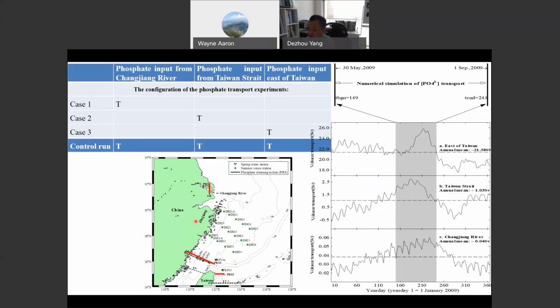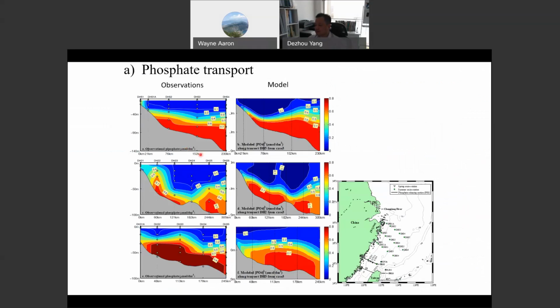In the control run, we release the phosphate at the Yangtze River, this section, and the Kuroshio current. 3 months later, we find that this section shows 3 different transects. From this transect, you can find the high phosphate at the bottom layer and these 2 phosphate cores in this section, and this one shows this section at the bottom. At the bottom, there is very high phosphate.